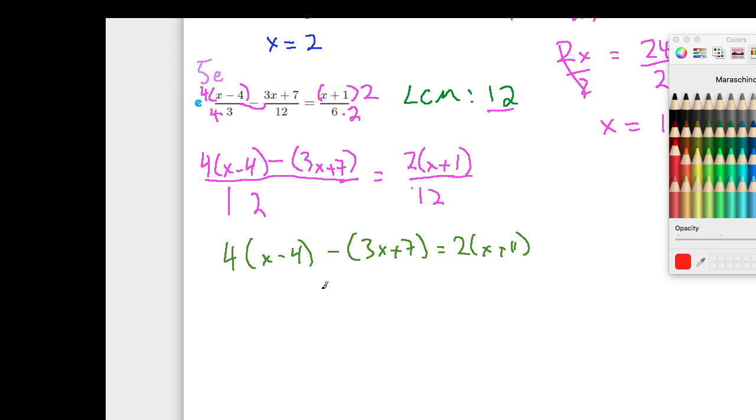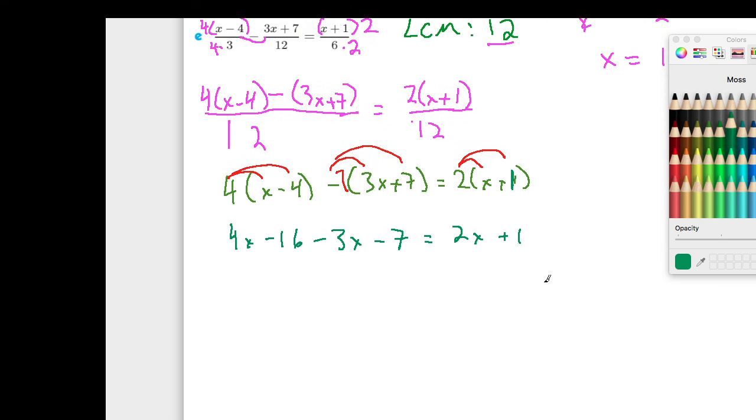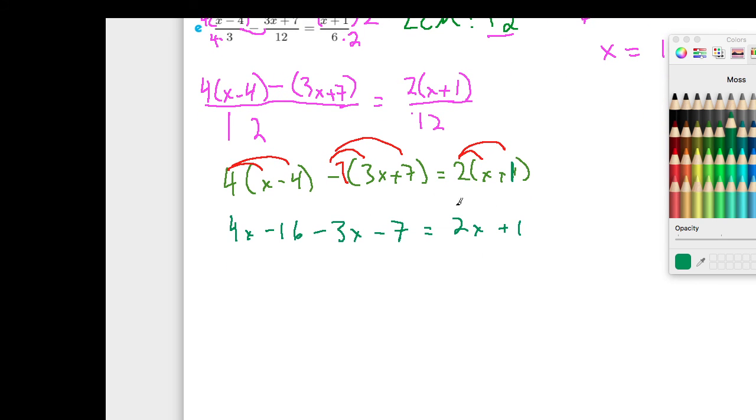So if we do this, I have 4x and negative 4. This negative is there's our hidden 1. So negative 1, and 2 and 2. Just draw this. This is a 1 here. So if I expand this, I should have 4x minus 16, negative 3x minus 7 is equal to 2x plus 1. And at this stage, I see some people moving numbers around altogether.